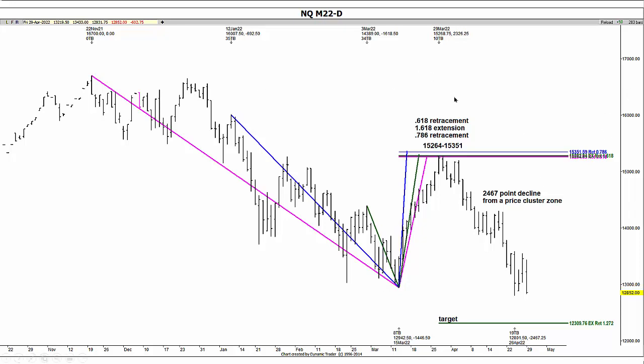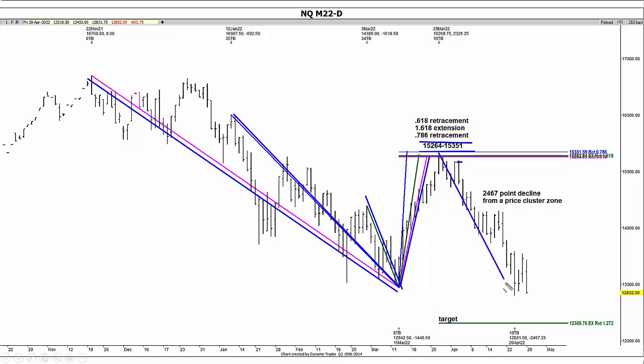Okay, this next example, again, another cluster. This is where I'm looking at a confluence of at least 3 price relationships. We had a 618 retracement of that swing. We had a 786 retracement of this swing, and we had a 1618 extension of this high to low. Came in at 152.64 to 153.51. Okay, the actual high was 152.68, directly within that zone. It finally triggered. Probably would have scared you here because it was coming back towards that area, but we ended up seeing a decline of 24.67 from this price cluster zone. That's on a daily chart in NASDAQ.